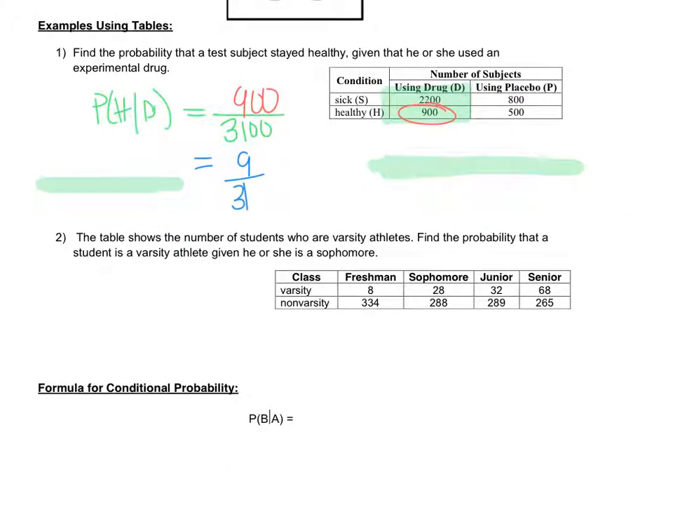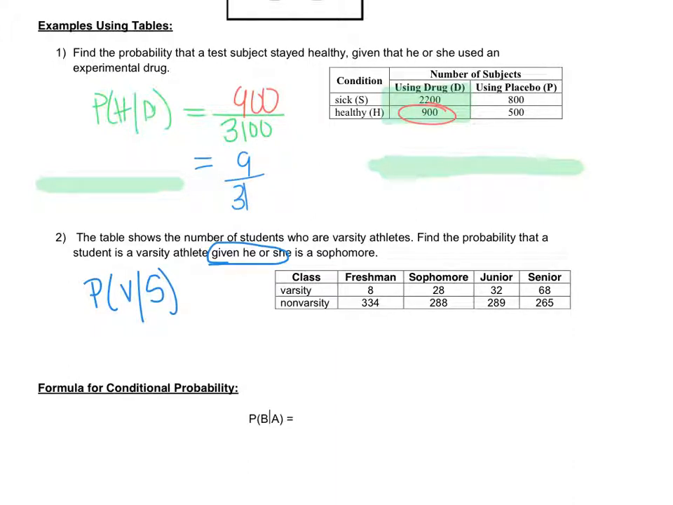Okay, so another example below this. The table shows the number of students who are varsity athletes. Find the probability that a student is a varsity athlete given he or she is a sophomore. So once again, there's that key word, given. Will it always be that straightforward? No. Instead of saying given, it might say you know, so like you already know this occurred. So what's the probability of a student being a varsity athlete given that that person is a sophomore?